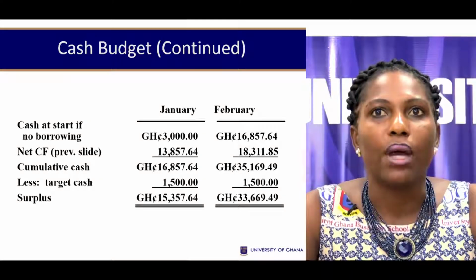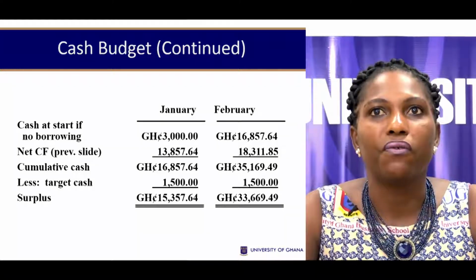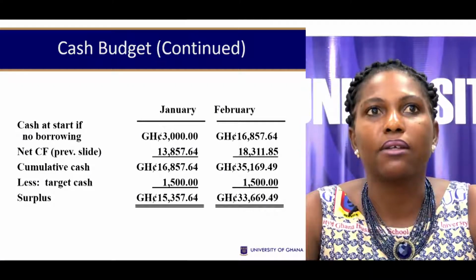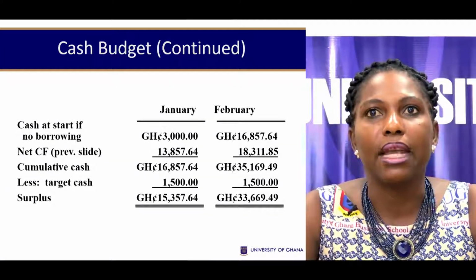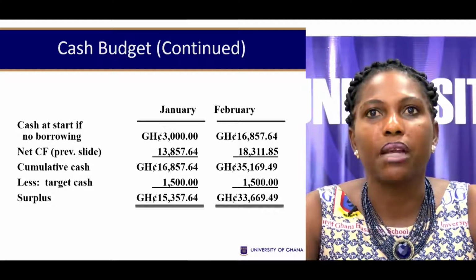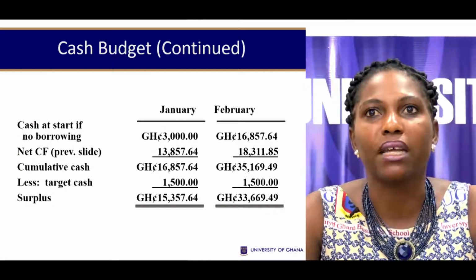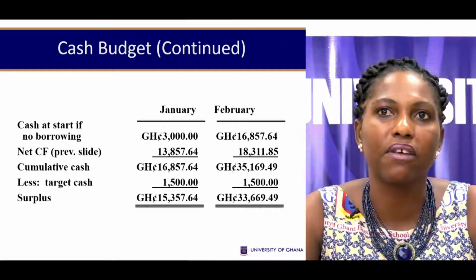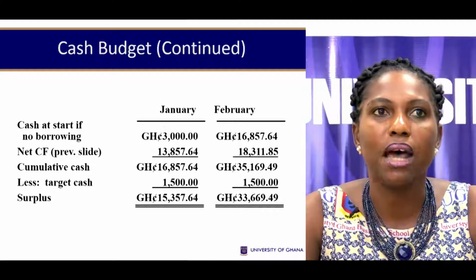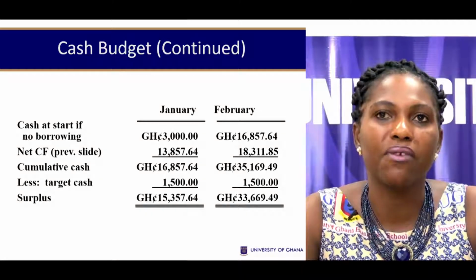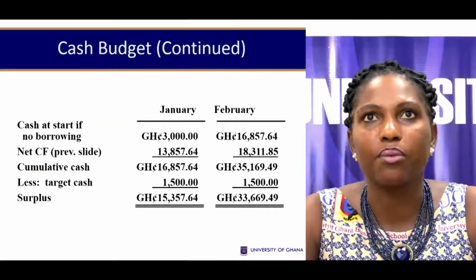Now, with that, it moves on to February, where its beginning cash balance would be 16,000, and then it would add the 18,000 that is made from the previous slide in terms of the net cash flow, and that brings us to a cumulative cash of 35,000. Since its needed target cash balance is 1,500, it's got approximately 33,000 surplus, which it can invest in marketable securities and other short-term investments, as we discussed in the previous session.